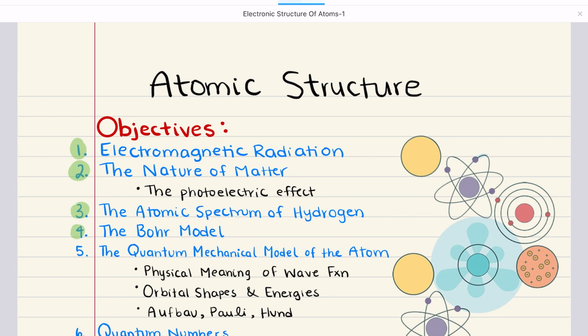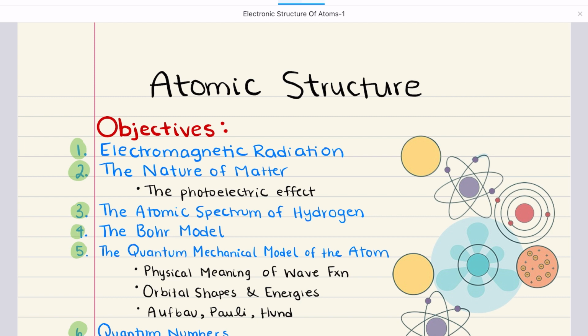Then we'll move into the fifth objective. We're going to discuss here how Bohr's model, while fitting hydrogen's energy levels, is fundamentally flawed. Instead, we'll introduce quantum mechanics, we'll talk about orbitals, Heisenberg's uncertainty principle, and that will lead us into our discussion on quantum numbers, which is our sixth objective.